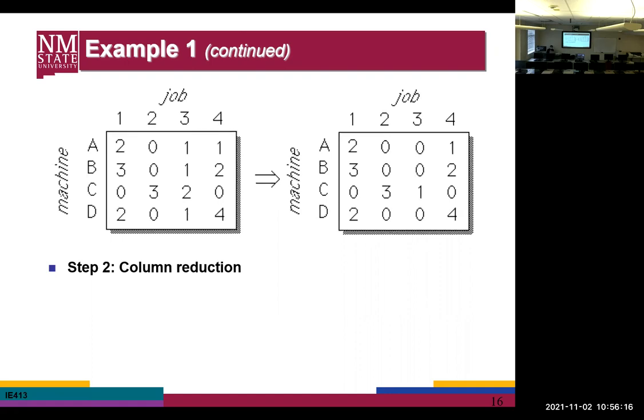Now we conduct the column reduction. In this case, just like the previous example, only column number 3 doesn't have a 0 value. So column number 3 is reduced. 1 minus 1 becomes 0, 1 minus 1 becomes 0, 2 minus 1 becomes 1, 1 minus 1 becomes 0. All the other columns remain the same.